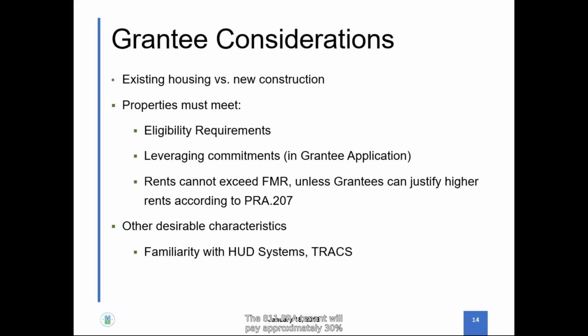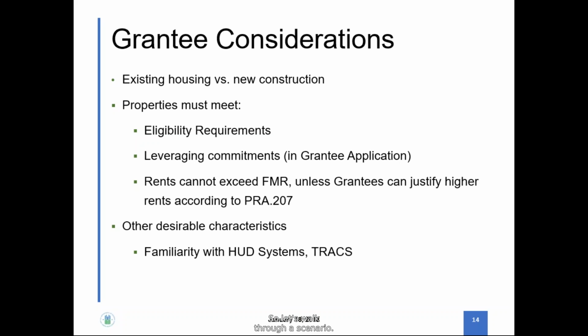The 811 PRA tenant will pay approximately 30% of their income to the property as their rent payment, which is typically much less than the property generally charges in rent. The 811 PRA grant pays for the difference between what the PRA tenant can afford in rent and what the property charges in rent according to the contract.